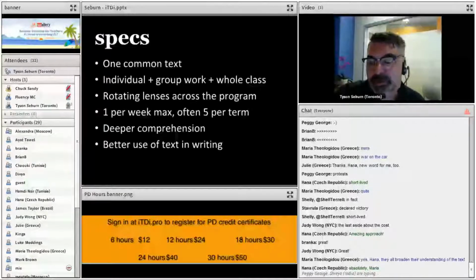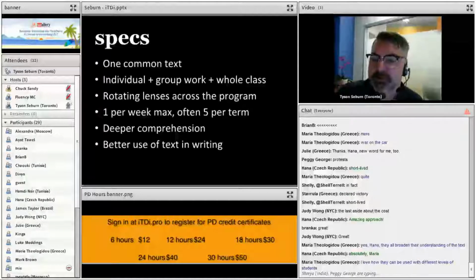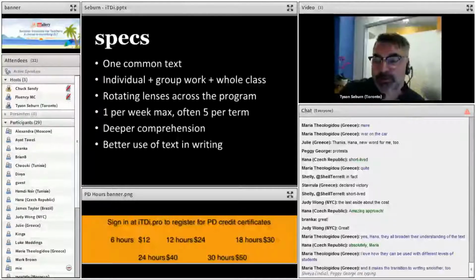So, in summary, what happens in ARC is we have one common text that the whole class shares, and they're divided into groups so that there's at least 4 people in that group really to get the most out of a reading. It covers both individual but also group work and whole class, because after the class is over they can have whole class discussions. The way that the lenses work is that 1 week one person in the group will be a discussion leader, and then the next there'll be the visualizer, and then the next there'll be the contextualizer. So everybody gets a chance to try out the different roles.